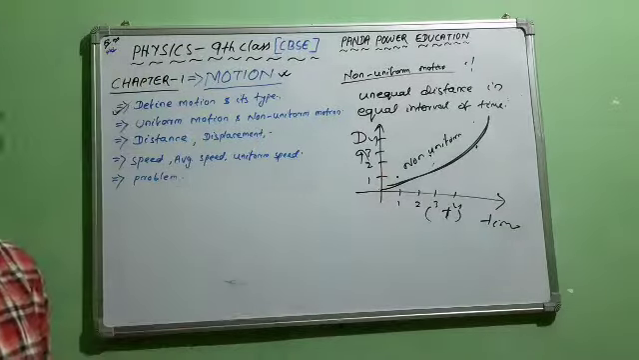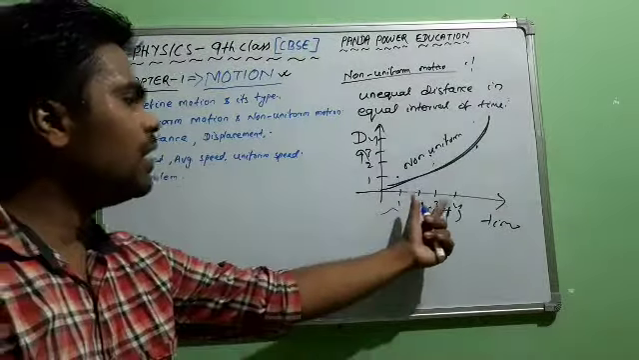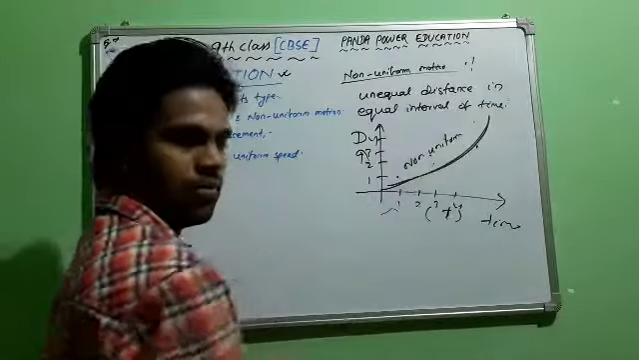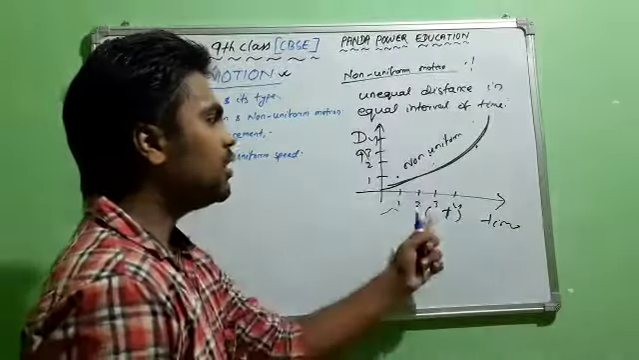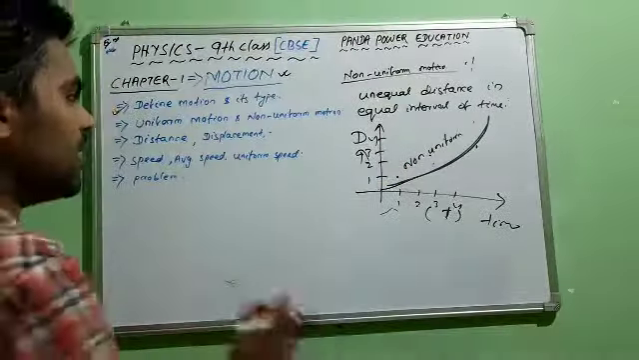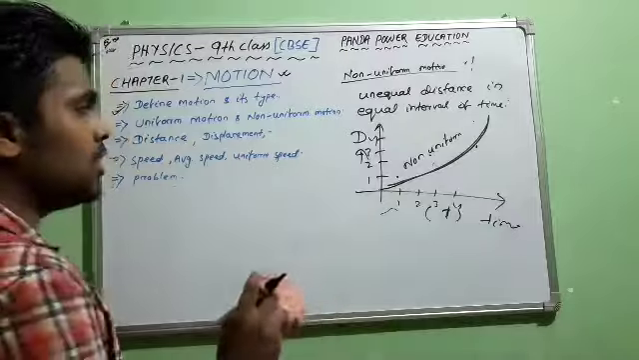Write down in your notes, because in equal time interval, unequal distance. So that graph is like this in non-uniform motion. Clear? If any doubt, ask me in the comment section.